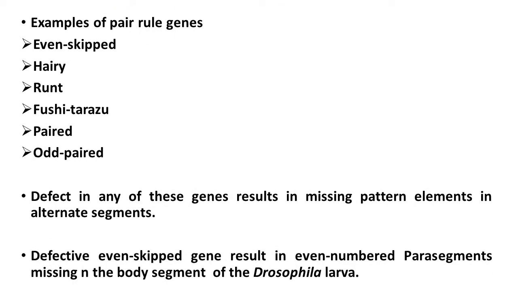Alright, here are some examples of pair rule genes. There are many examples of pair rule genes, but these are some of the most common: even skipped, hairy, runt, fushi tarazu, paired and odd paired. Right? And a defect in any of these genes results in missing pattern elements in alternate segments, and the final outcome will be what? That part, that organ will be missing from that segment.